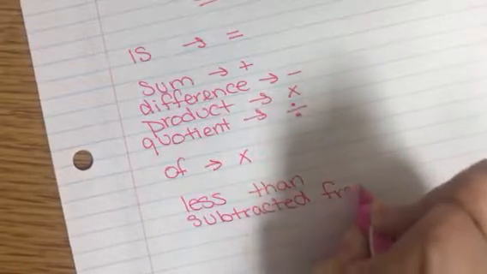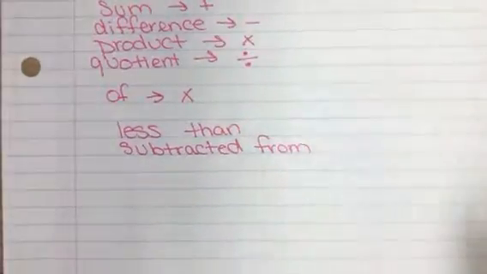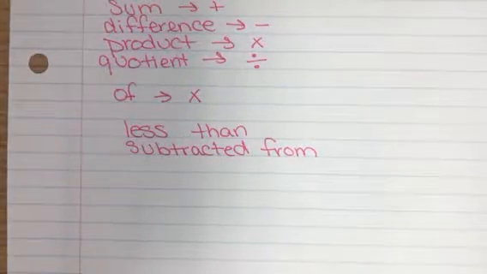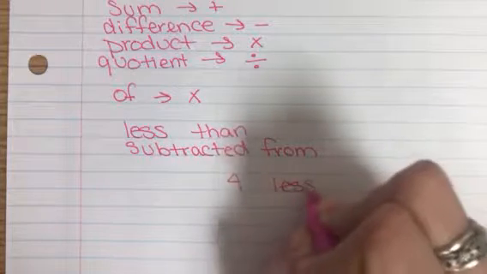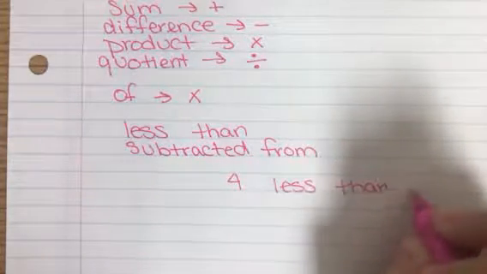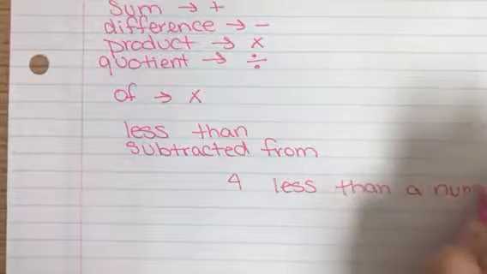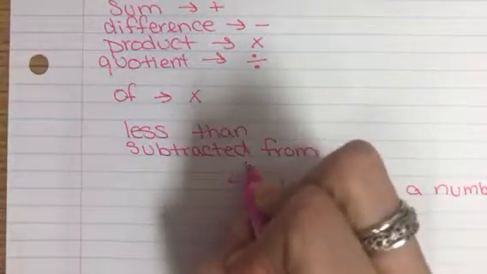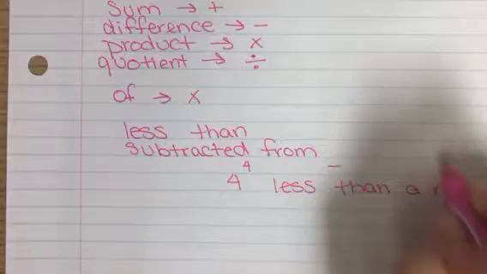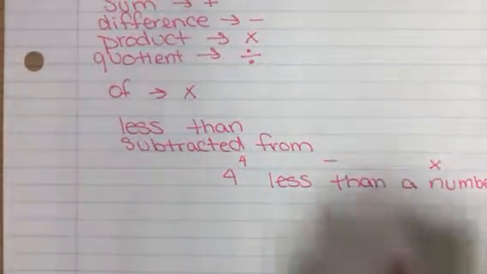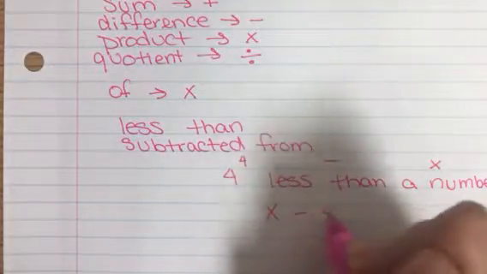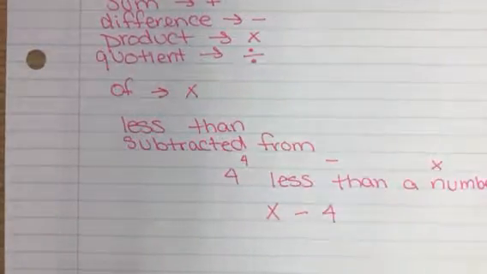These are both things that tell us to subtract, but we have to remember that if we read "less than" or "subtracted from," this is telling us not only to subtract, but also to change the order. So if we read something that says 4 less than a number, it's true that for 4 we're writing 4, for less than we're doing subtraction, and for a number we're putting a variable. But less than tells us to flip-flop or swap that order. So what we would actually write down is x minus 4.